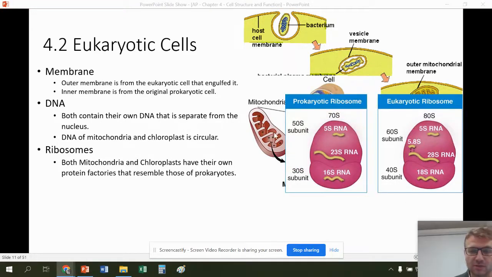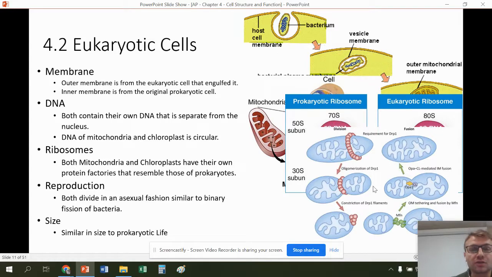Ribosomes. They have their own ribosomes, and those ribosomes more resemble those of prokaryotes. There are differences in how the ribosomes are made up, but the ribosomes that you have in your cells are also found in the mitochondria and chloroplast. And again, they resemble more of the prokaryotic ribosomes.